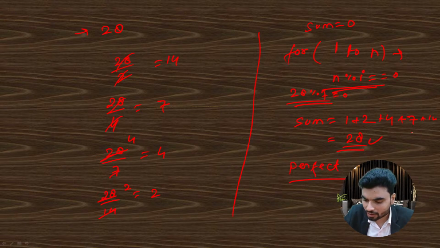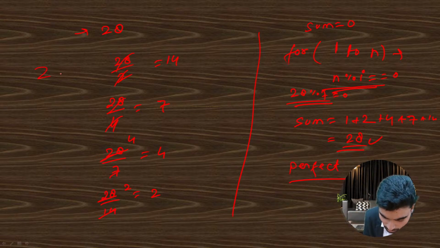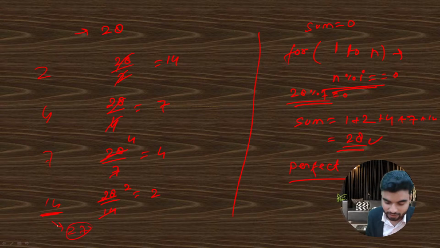As of now, what we are doing is that we are dividing by 2, we are dividing by 4, we are dividing by 7, we are dividing by 14. And again we are checking till we reach 27. So tell me one thing. Can a particular number be divided by more than half of it? Can you divide 8 by 5? No.